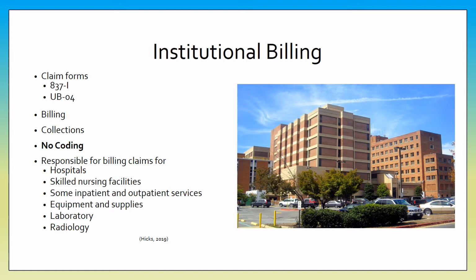Institutional billing is for the claims provided in the hospital setting, nursing homes, some inpatient and outpatient services, the equipment and supplies, laboratory and radiology services. The billers will only provide billing services and collection. No coding will be performed. The two forms utilized for institutional billing are the electronic version 837I and the paper form UB04.